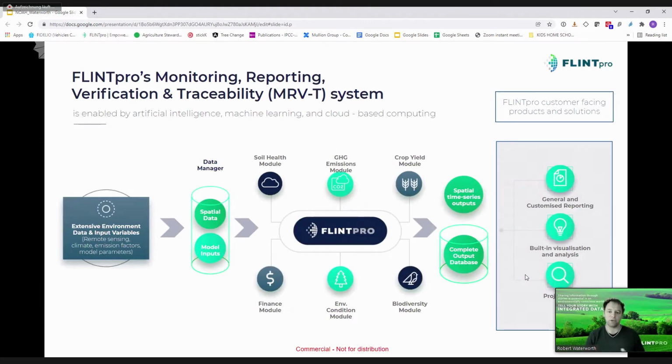This is the core framework of flintpro. And where its real strength sits is in the middle part here. What we can do, unlike other systems, is we can run all different types of models and data all in one single place. And what this means is that we can run everything from full global simulations to individual fields or paddocks in a farm, all in the one framework, all using a consistent set of data and all using different outputs. So you could start looking at carbon or finance or biodiversity. This core piece of integration is the strength of flintpro.